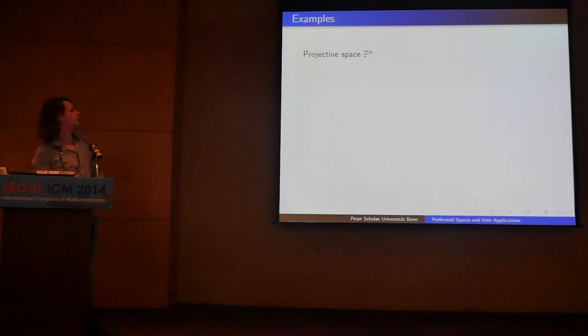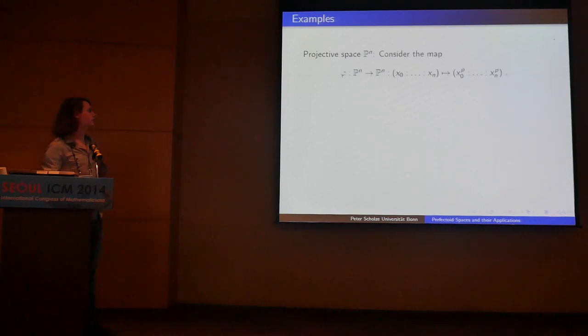Let me do one more example. So we might also do the same for a projective space. Again, one of the bad things about perfectoid spaces is that usual spaces are not perfectoid. You always have to pass to some highly ramified infinite covering before it is perfectoid. And so for this, you always have to make some choice.